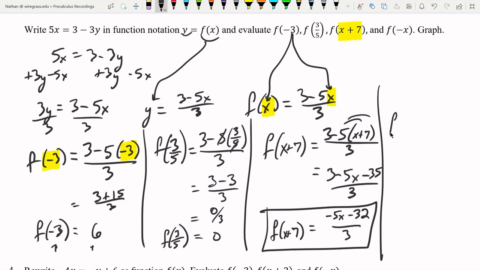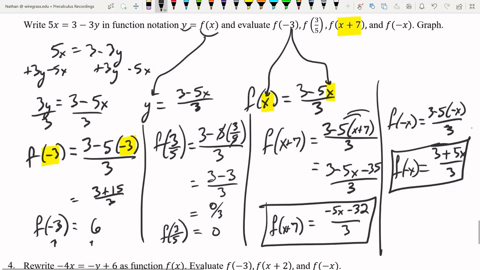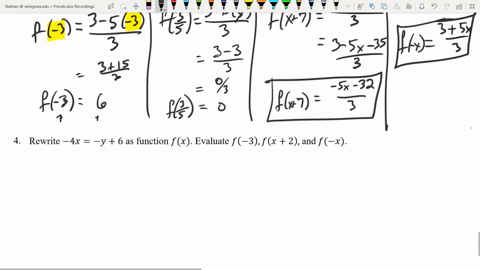Finally, if you plug in -x, 3 minus 5 times the input over 3, we get 3 plus 5x over 3, and that's the best we can do. So f of -x equals that new function. All right, give it a try in number 4.